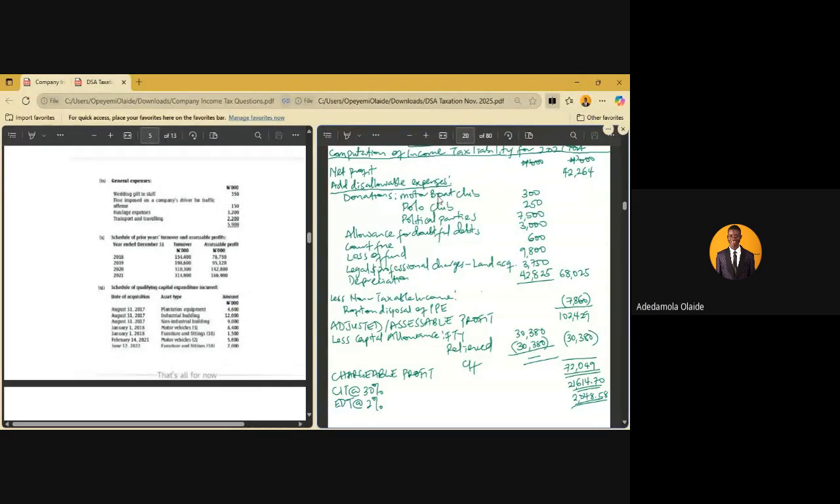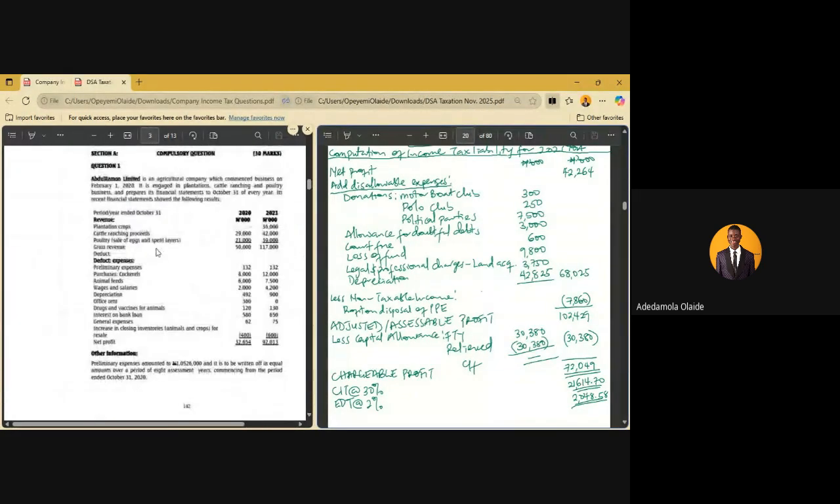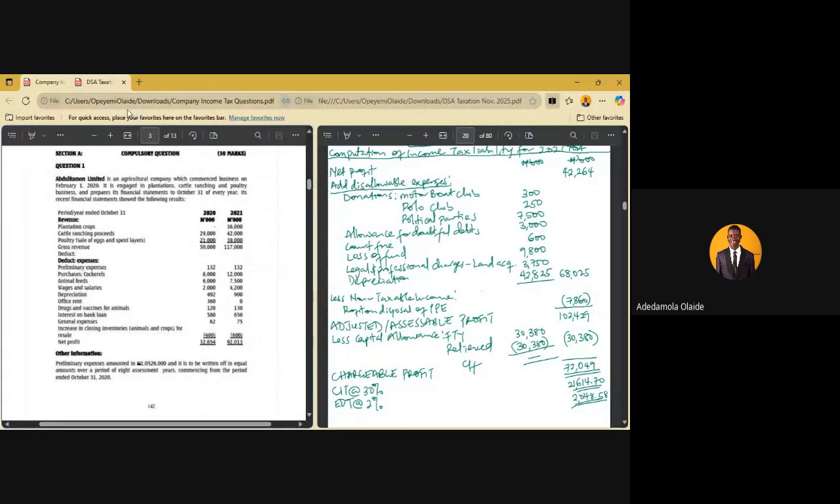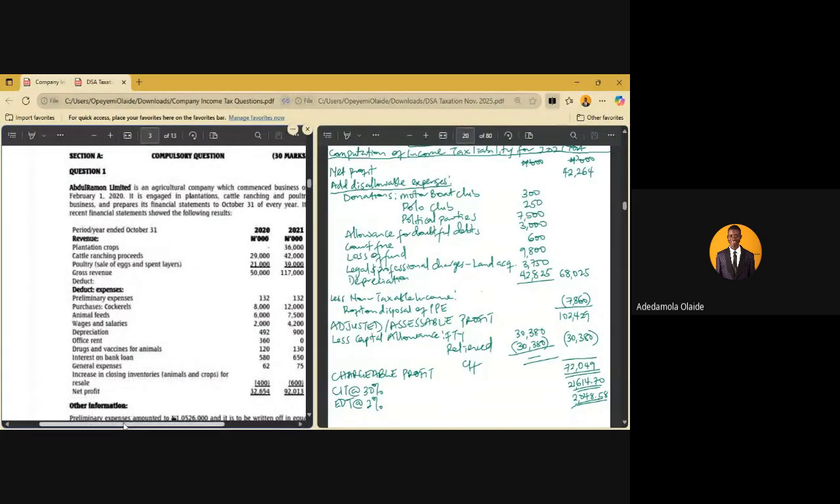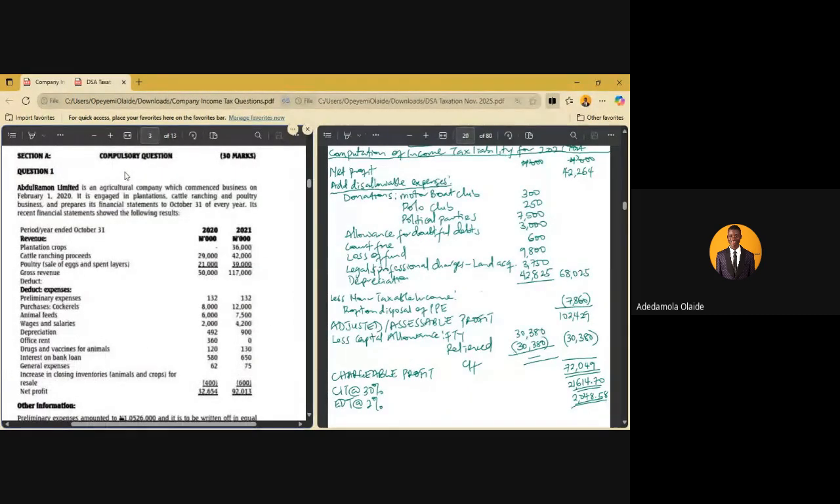So let's look at another question, another illustration. We have Abdurrahman Limited. Abdurrahman Limited is an agricultural company which commenced business on February 1, 2020. It is engaged in plantation, cattle ranching, and poultry business and prepares its financial statement October 31 of every year. Its recent financial statement show the following results.